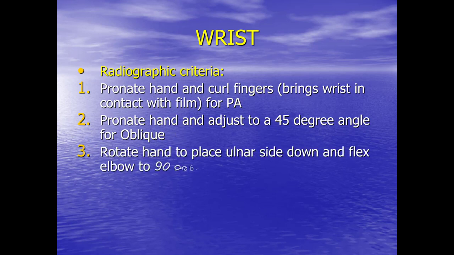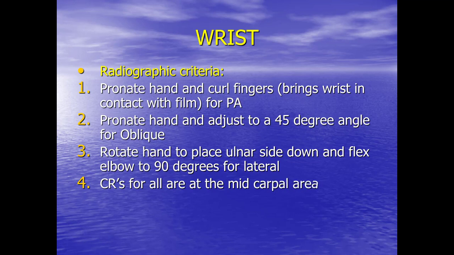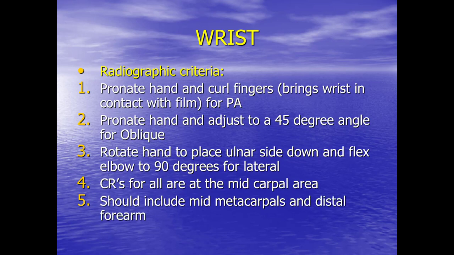Rotate the hand so the ulnar side is down and flex your elbow at a 90-degree angle. Your central ray will be for the mid-carpal area, and you should include your metacarpals and your distal forearm.